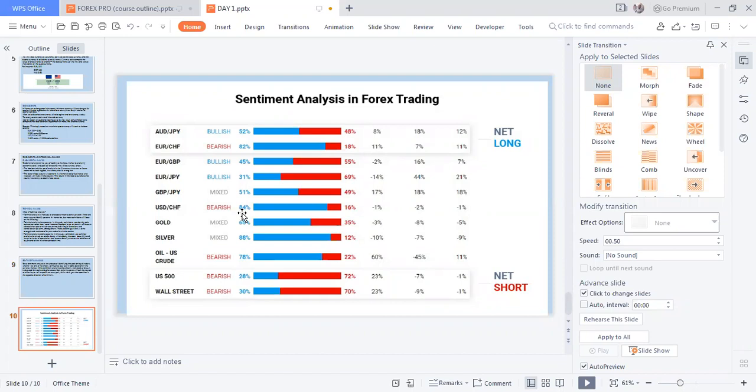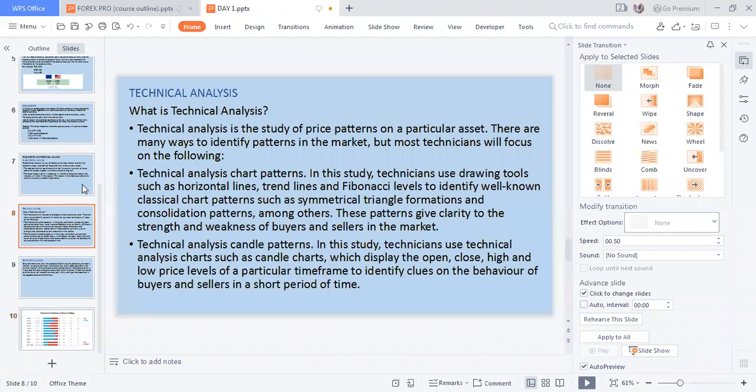Should I go on a buy? Should I go on a sell? If you look at what they did here, they showed you something like net long and net short. Net long was an indication that the bullish market had advantages compared to what? To the bearish market. Thank you very much, class.